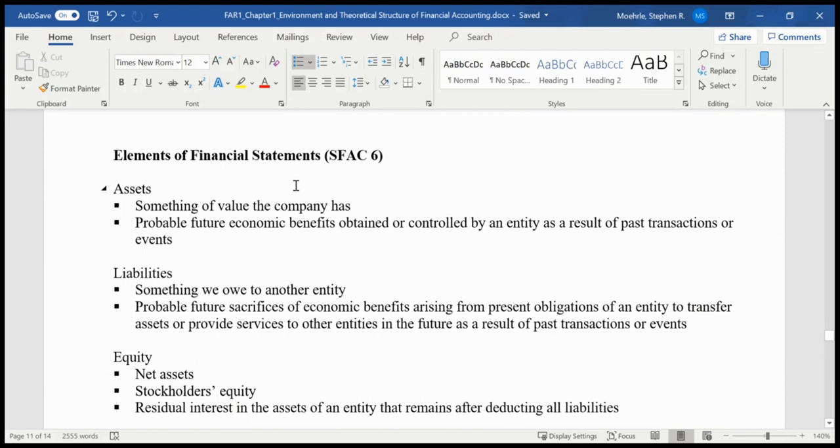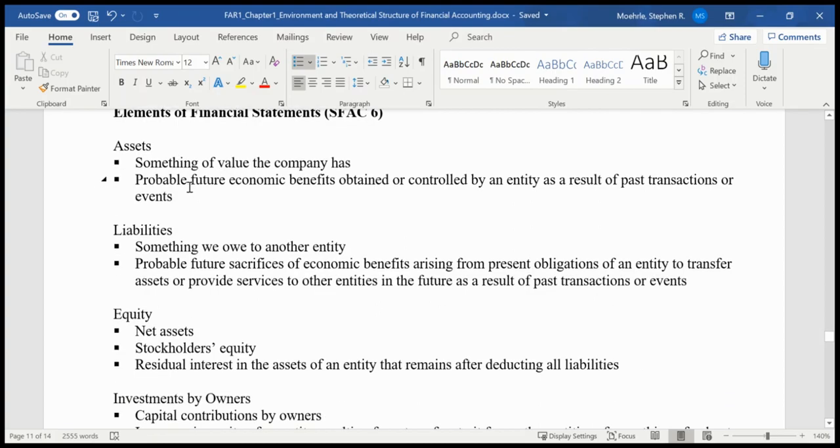Here are the elements of financial accounting statements. This is Statement of Financial Accounting Concept 6. And we're going to look at these in this course. Assets. These are items of value the company possesses. They're probable future economic benefits obtained or controlled by an entity as a result of past transactions or events.